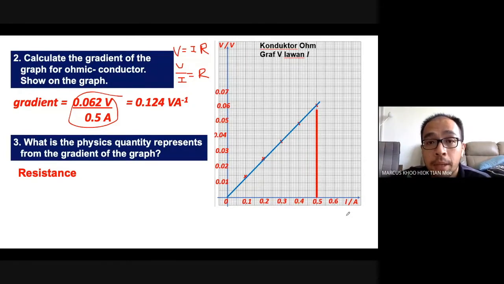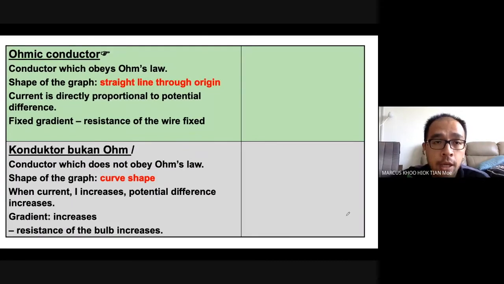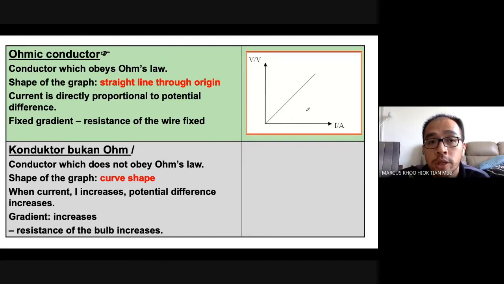This is information to be learned. The gradient actually represents the resistance. This comparison you can find in your textbook, and you can also write this down. An ohmic conductor is a conductor which obeys Ohm's law. The shape of the graph will be a straight line through the origin, and we find that the current is directly proportional to the potential difference. It has a fixed gradient, which represents the resistance of the wire.